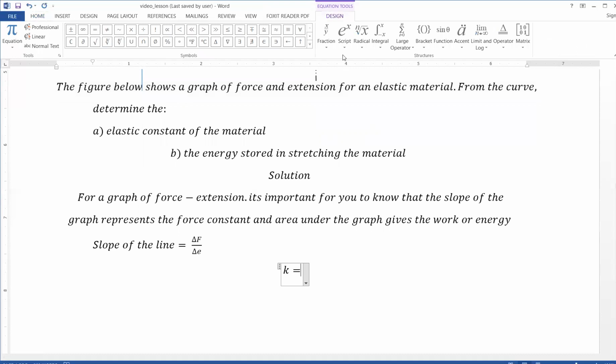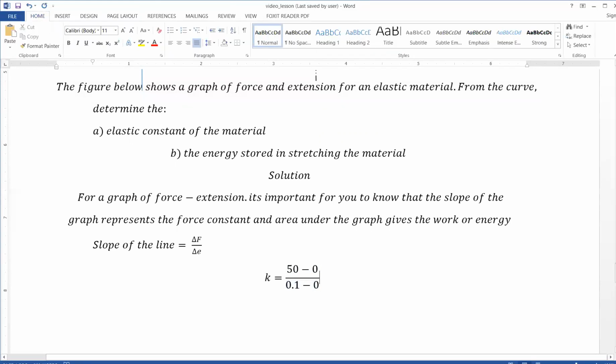Going back, the change along the vertical is 50 minus 0. The change along the horizontal is 0.01. That is 10 divided by 100, that's 0.1 minus 0. If you do this very well, your K will now be 500 Newton per meter. So this is the force constant.